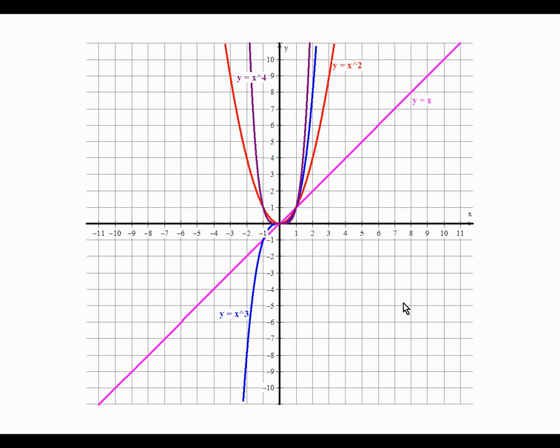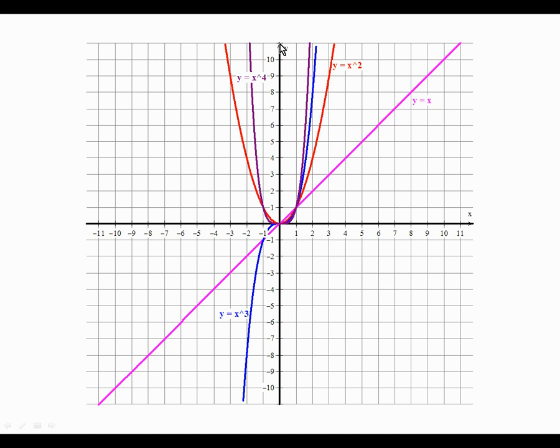And so the pink one, that's when k is 1. All of these have c equals 1, by the way. So if k is 1, you have y equals x. The red one, that's when k is 2, y equals x squared. And the blue one, that's when k is 3. And the purple one has k being 4. Okay, notice as the value of k gets bigger, that is, if the power gets bigger, it gets steeper and steeper.